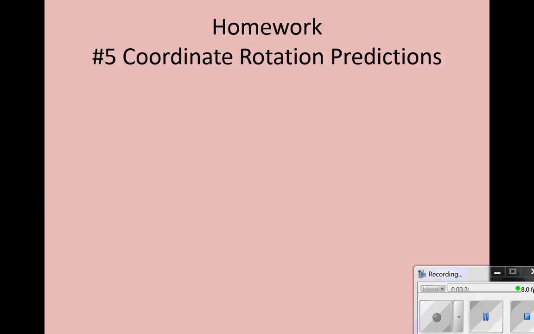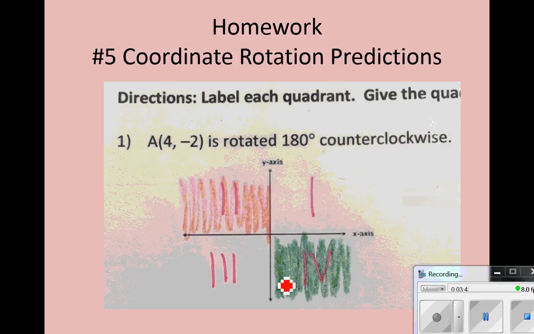Now let's look at the homework. Number 5, coordinate rotations predictions. This is what problem 1 should look like. You're going to do the labeling of each quadrant first. So this is 1, 2, 3, and 4. You'll do that to each of your figures. And then you have to give the pre-image and the final image locations.